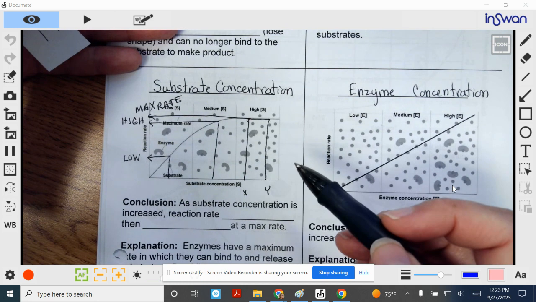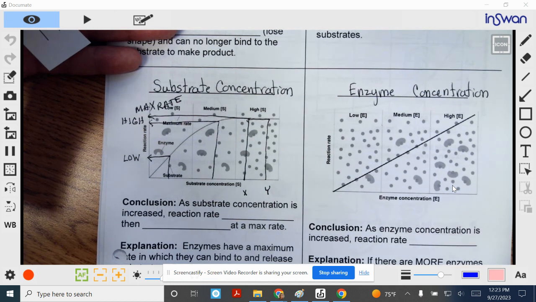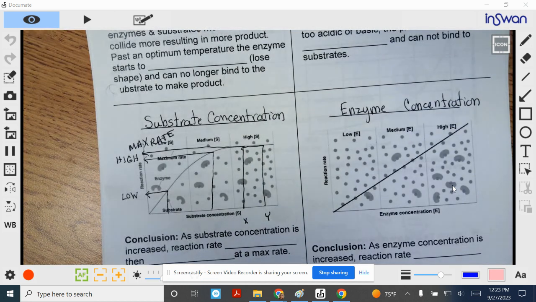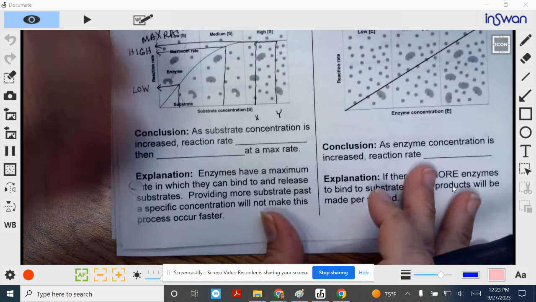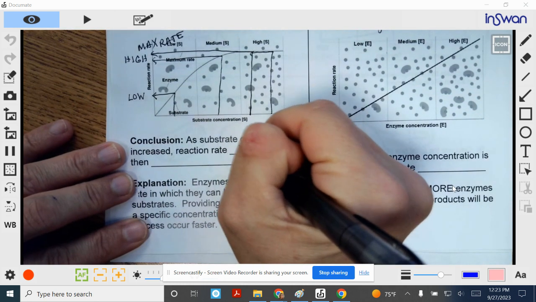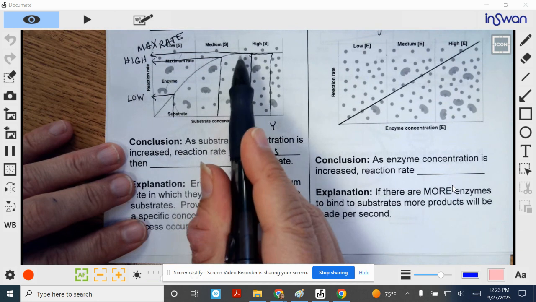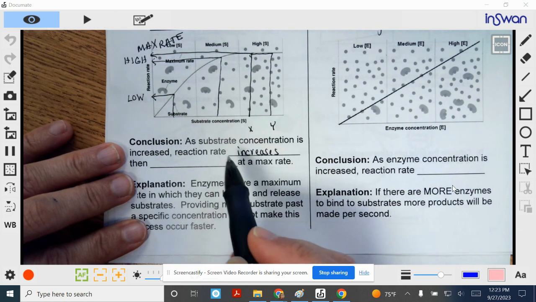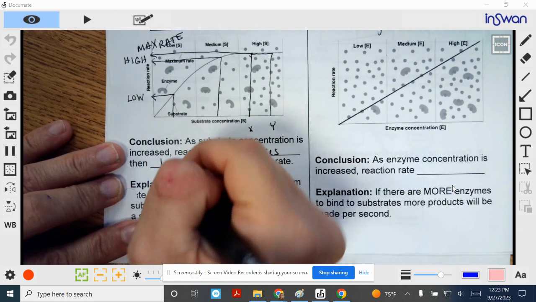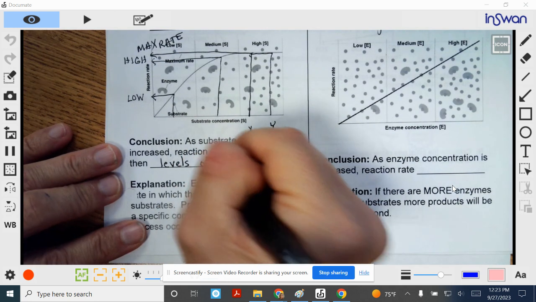It's kind of like with homework, right? You can only do homework so fast. And if I give you more, it can't make you go faster or past your top speed that you can do your homework, okay? All right, so let's just put in here. As substrate concentration is increased, reaction rate increases, but then it will eventually level off at a maximum rate. So let's put then levels off at a maximum rate, okay?